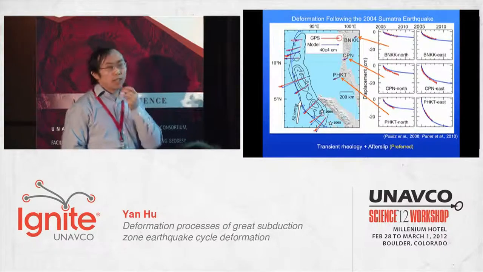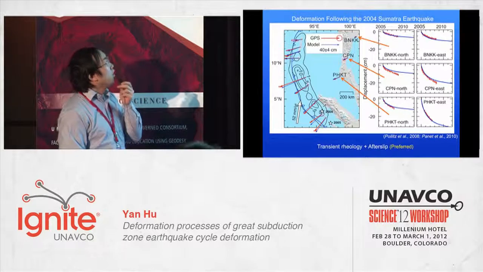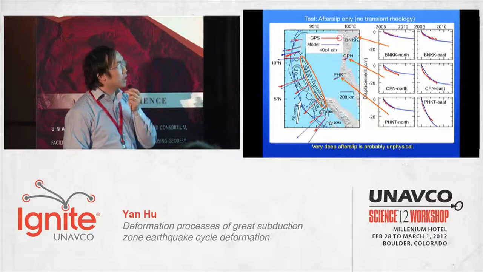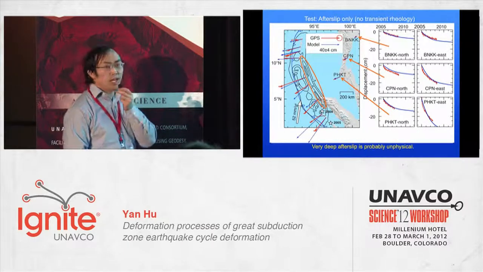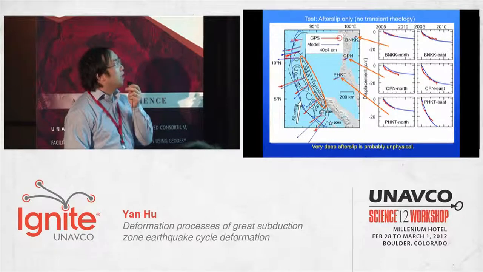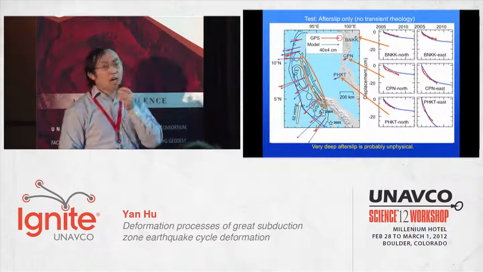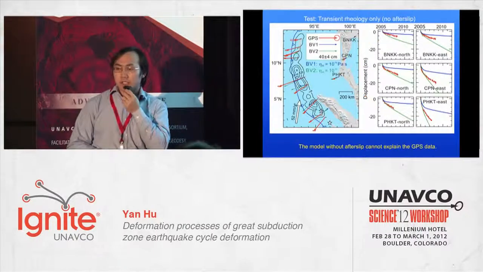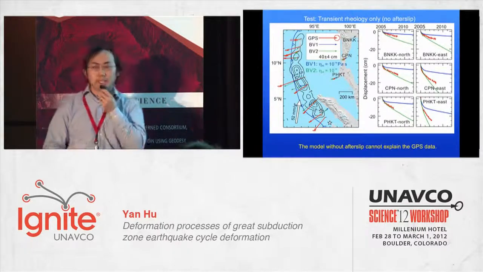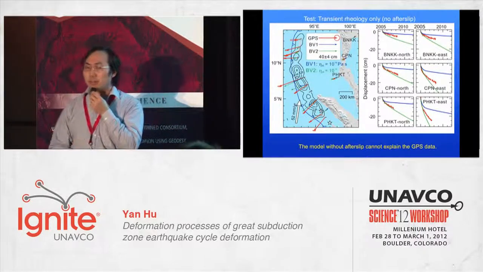Now you must ask, what if there's no transient rheology, only afterslip? For the afterslip-only model, we can also fit the data pretty well. But the problem is we have to use a very large afterslip patch at very deep depths, so this may not be physical. What if there's no afterslip? No matter how we adjust the model parameters, there's no way to fit the near-field data. So transient rheology and afterslip is preferred. We also use this for the other 2 margins.